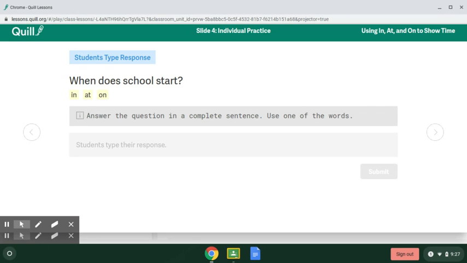Finally, some people may be thinking school starts on, goodness, I don't know when school starts, but let's say school starts on August 22nd. That would be using on because we are talking about the specific day when school would start for next year. So depending on our answer and how we're going to phrase when school starts will make a difference with which preposition I choose to use, right?